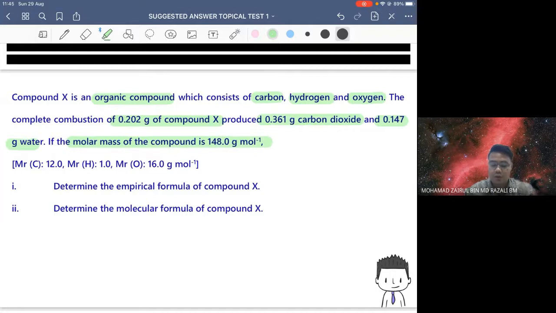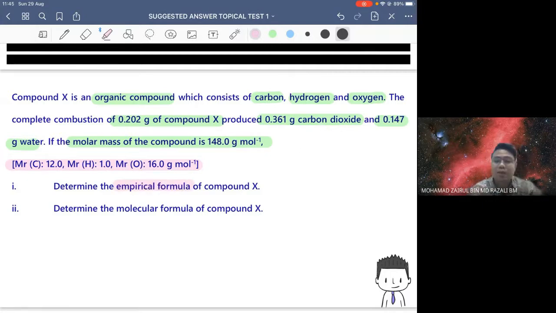Okay, given that the molar mass of the compound is 148 gram per mol. Kalau soalan macam ni dia dah bagi dah MR yang awak kena guna, awak wajib guna MR yang diberi dalam soalan. Awak tak perlu tengok dalam appendix dah. Kalau diberi dalam soalan, awak kena fully guna yang dalam soalan. Okay, so the first part of the question asks you to determine the empirical formula of compound X.